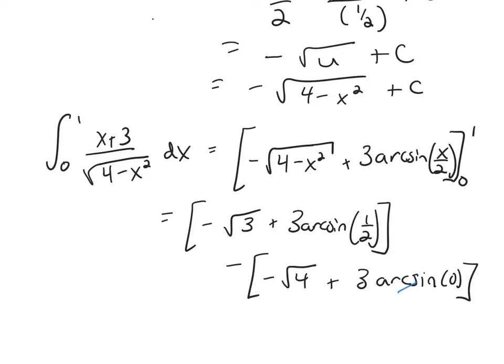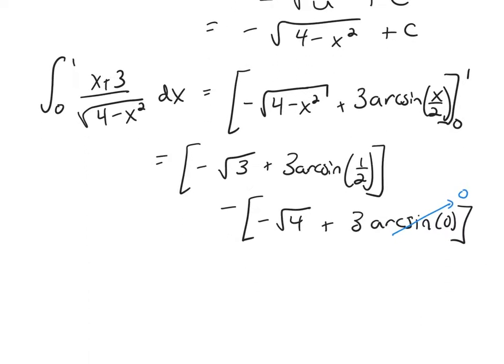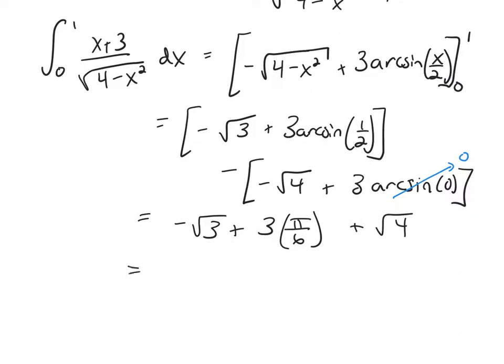Arc sine of 0 is 0, and arc sine of 1/2 will be pi over 6. So if we simplify, we'll get negative square root of 3 plus pi over 2 plus 2.